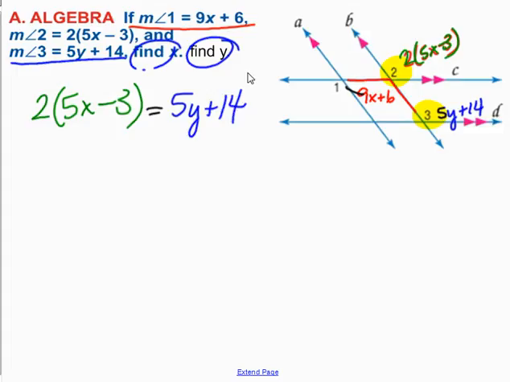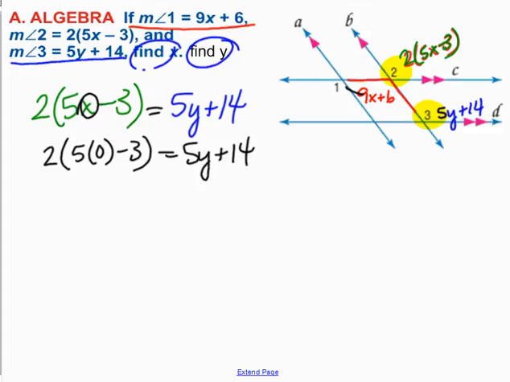And you're going, oh, but McFadden, we've got this x here. Well, remember x is 0. So we are going to plug it in. 5 times 0 minus 3 equals 5y plus 14. And now we have to distribute here.